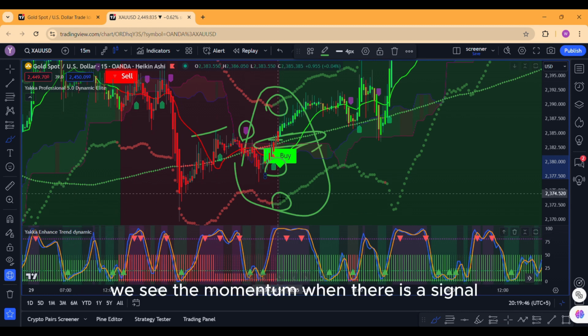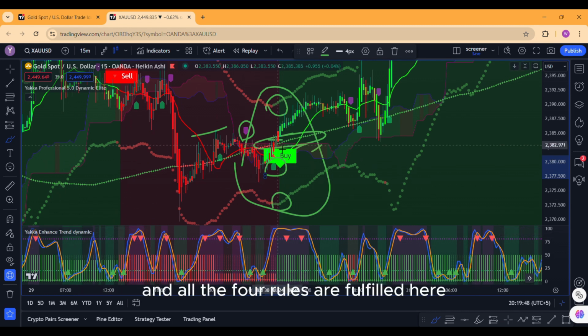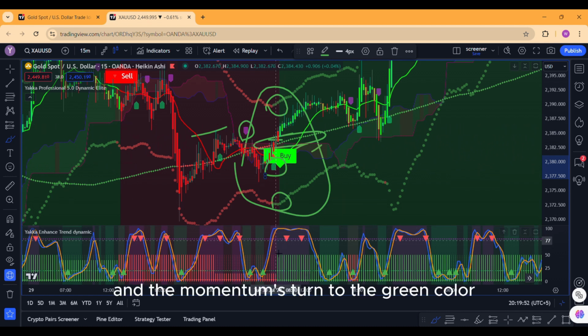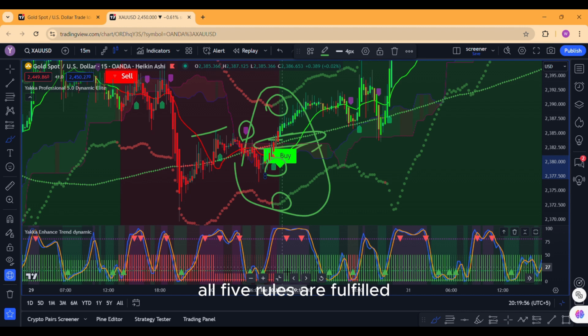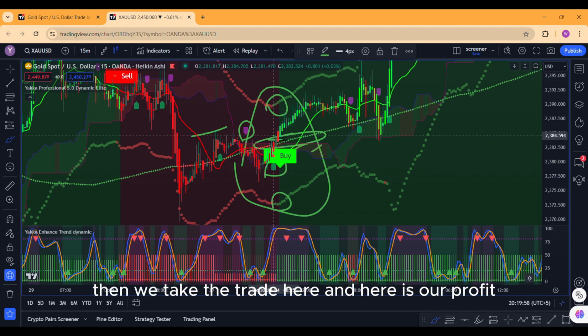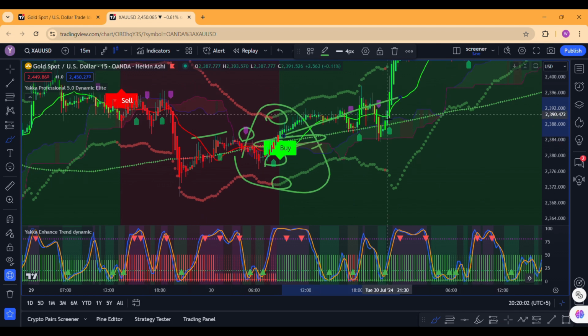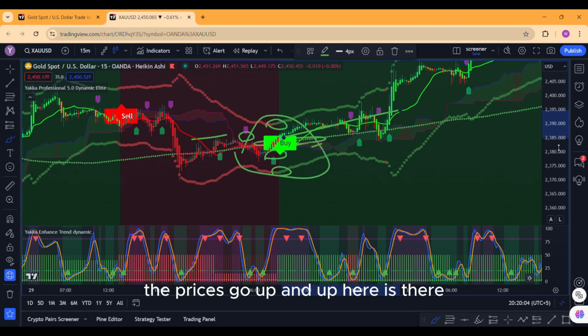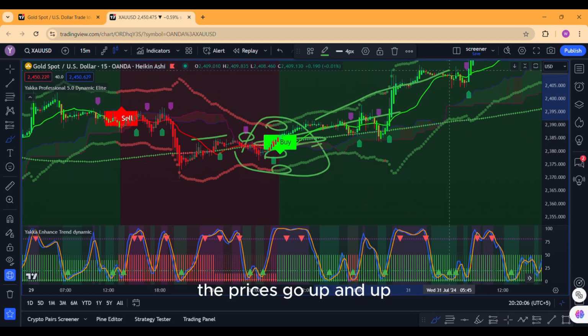We see the momentum when there is a signal and all the 4 rules are fulfilled here, and the momentum turns to the green color. All 5 rules are fulfilled. Then we take the trade here and here is our profit. The prices go up and up.